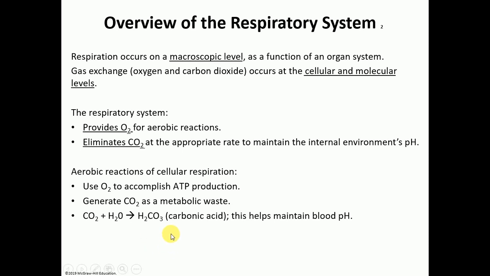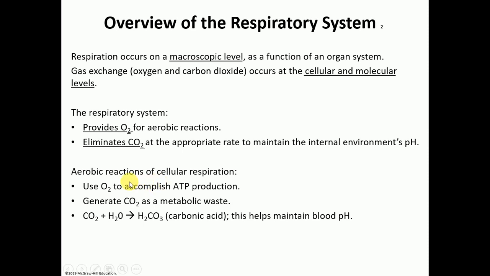So you'll see here the making of carbonic acid, how we can equate the presence of carbon dioxide with an acidic medium. Okay, so you want to think of carbon dioxide as sort of an acid precursor. So higher levels of carbon dioxide are going to lead to higher levels of acid in the body.